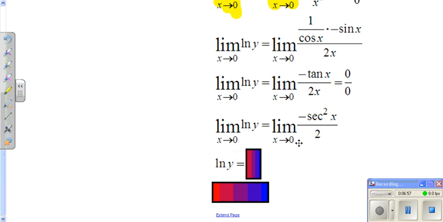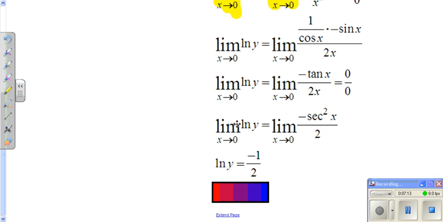So as we look here, we try to plug in 0. Remember, secant is the reciprocal of cosine. Cosine of 0 is 1. The reciprocal of that is 1. Square that is 1 times a negative. So we get a negative 1 on top, and a 2 on the bottom.